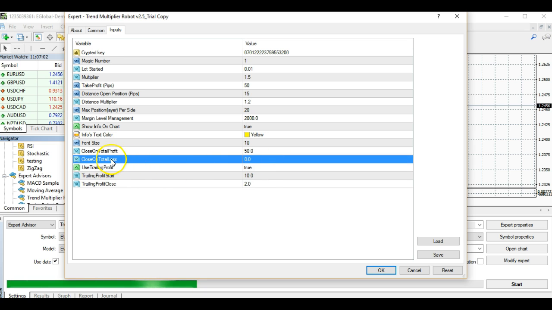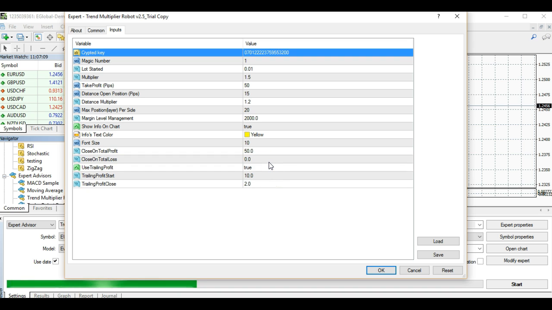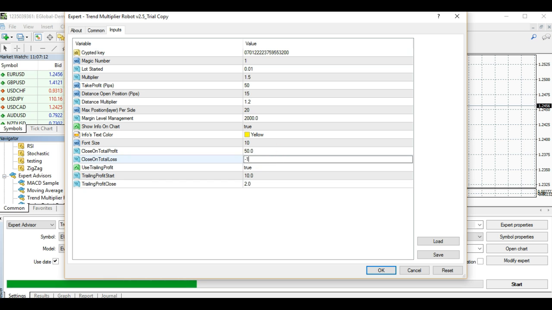Okay, so total loss, you just put like 0, or if you are okay, you can put it, maybe I want to reach 100 on that series of trade, minus 100, I will be losing 100. So it's up to you. If you don't want, then just leave it 0.